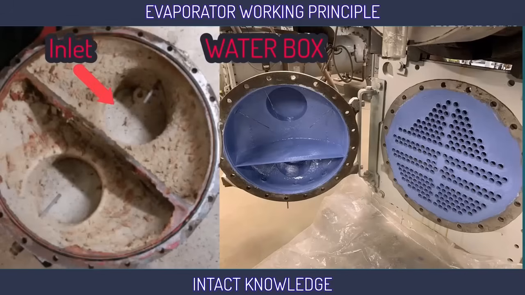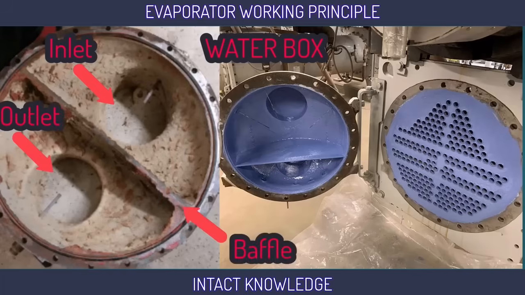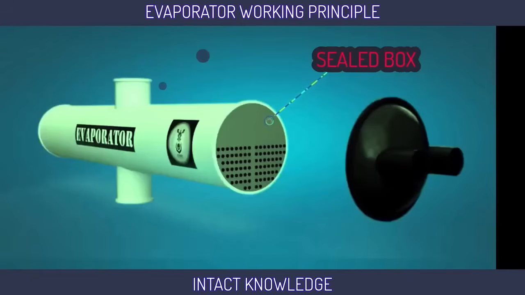Water enters through its inlet and comes out through its outlet. There is a plate in the middle to keep these two waters from mixing. The name of this plate is baffle. Both ends of the evaporator are sealed by a plate to prevent refrigerant leakage.